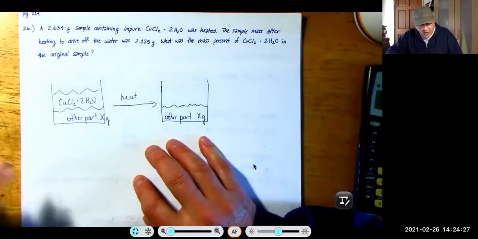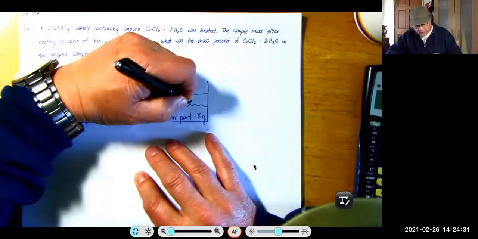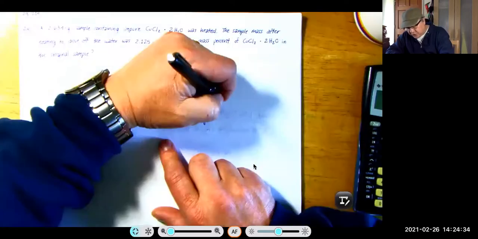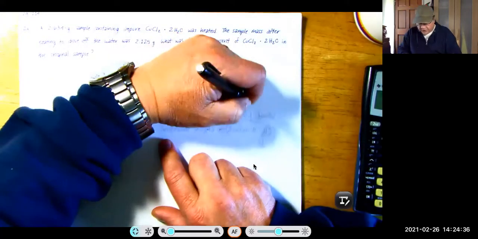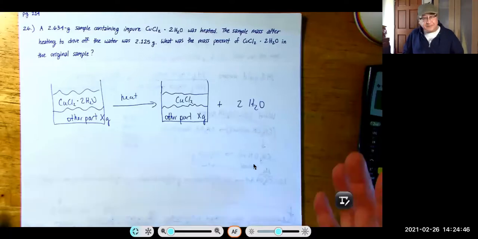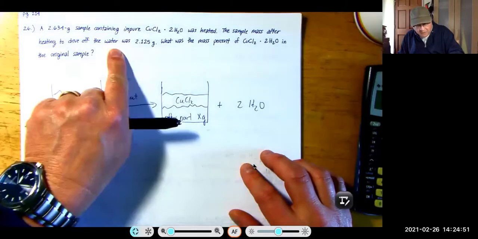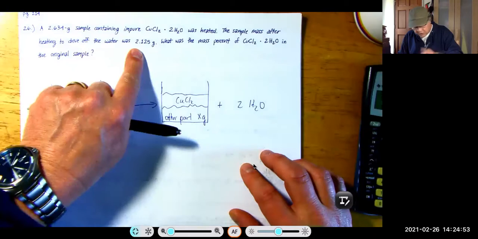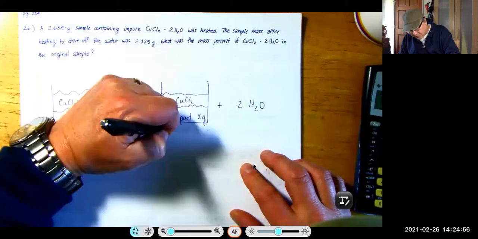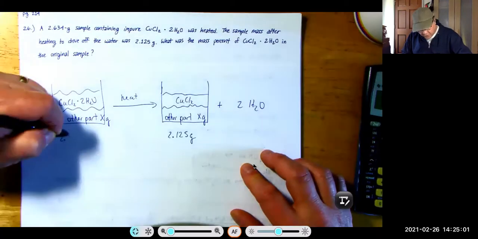What happens to the copper 2 chloride? It becomes copper 2 chloride with no H2O. And so we put plus 2 H2O out here because of the 2 H2Os here. Are we good so far on this? Yeah. Now, notice it says heating to drive off the water was 2.125 grams. So this is 2.125 grams. And this is 2.634 grams.